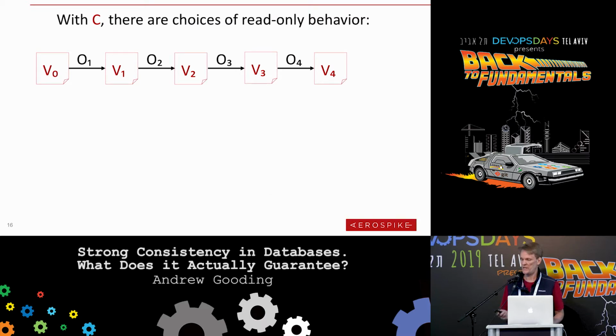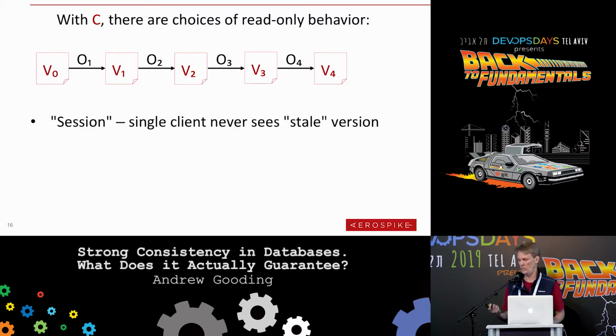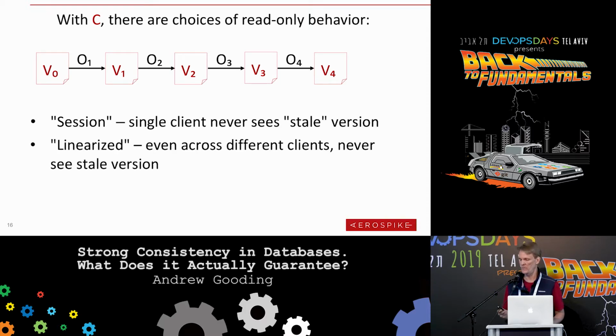Okay, I said I'd come back and tell you about, within strong consistency, some choices of read-only behavior. So there's our single lineage, or single progression again, that's strongly consistent, but there are some nuances in read-only operations as to whether you can get away with some things. So I'm going to put down two different kinds of behavior that you can make your read-only operations follow.